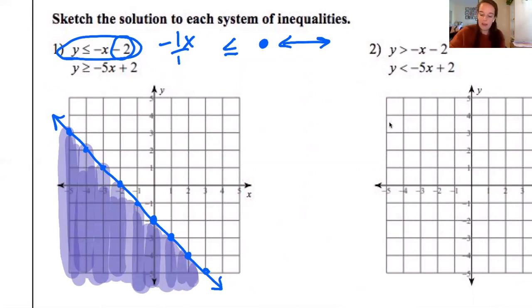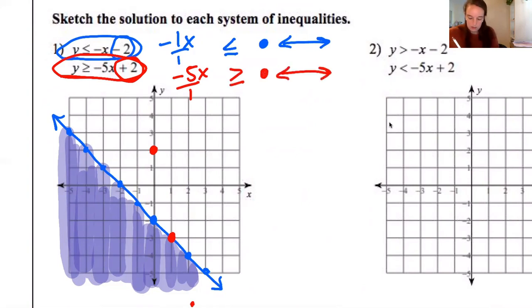Now for my other graph, I'm going to start at positive 2. It's negative 5x, so it's down 5 over 1, or right 1, down 1, 2, 3, 4, 5. Down 5 over 1 would be down here. Since it is greater than or equal to, again, that's like a closed circle, which is a closed line. So I'm going to go ahead and draw my line like this.